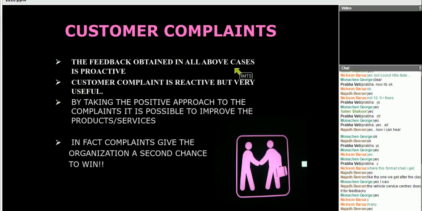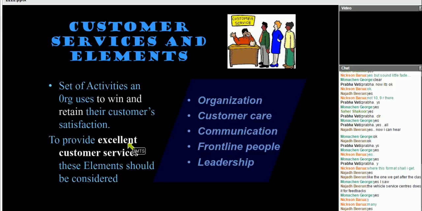Customer complaints. The feedback obtained in all the above cases is proactive. Customer complaints are reactive but very useful. By taking a positive approach to the complaint, it is possible to improve the product or services. In fact, a complaint gives the organization a second chance to win, if the organization takes it positively.